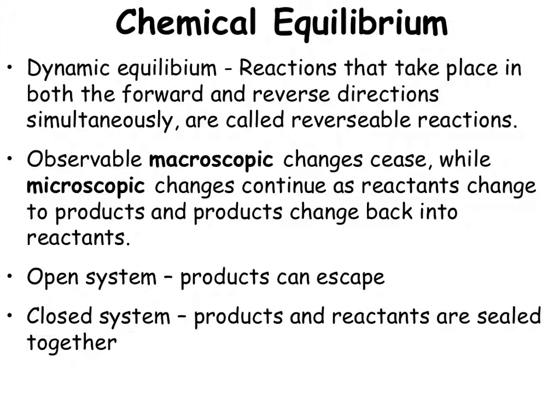So let's recap some of our terminology. A dynamic equilibrium are reactions that take place in both the forward and reverse directions simultaneously, and they are reversible reactions. We see macroscopic changes, we don't see any more changes in macroscopic situation, whilst the microscopic changes continue as the reactants change into products and the products change back into reactants at the same rate. So you can't see anything happening, but there is something happening on a tiny, tiny level.